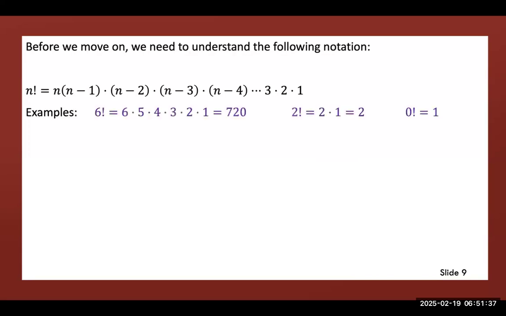For example, 6 factorial is 6 times 5 times 4 times 3 times 2 times 1. So we take 6 and then we subtract 1, we get 5, subtract 1, 4, multiply all the way until we get to 1. So 100 factorial would be 100 times 99 times 98, and you continue until you get to 1. Here are two more examples. 2 factorial is just 2 times 1. 1 factorial is just 1. And we're going to define 0 factorial as 1.